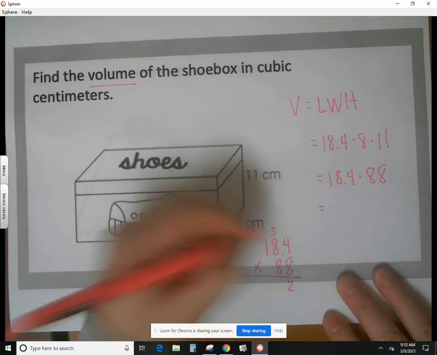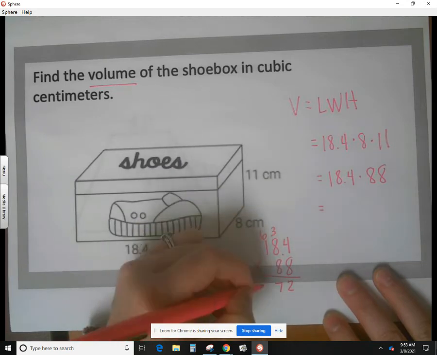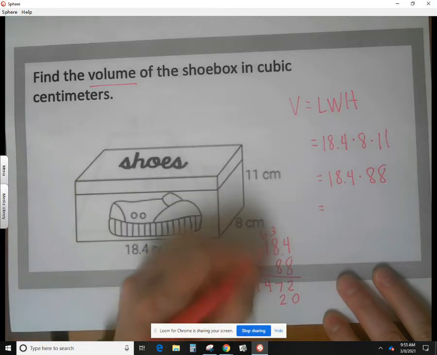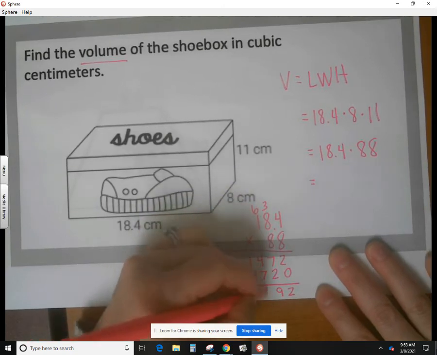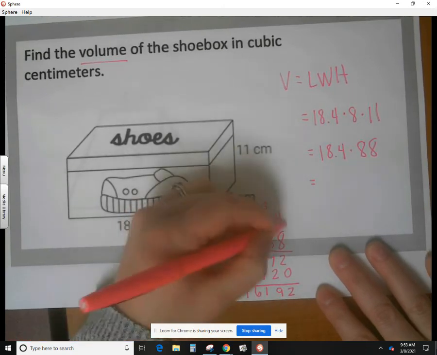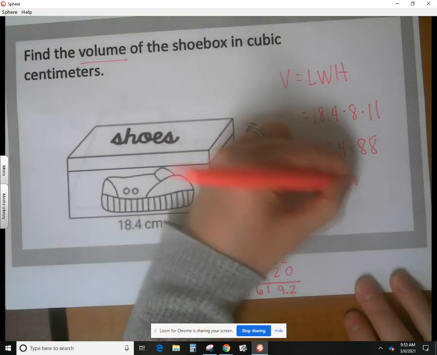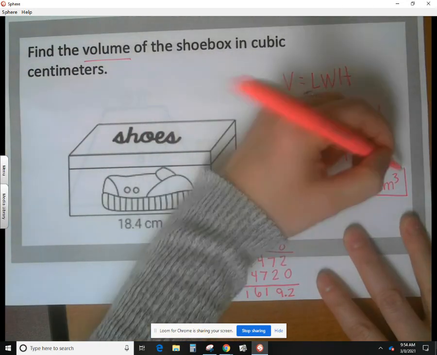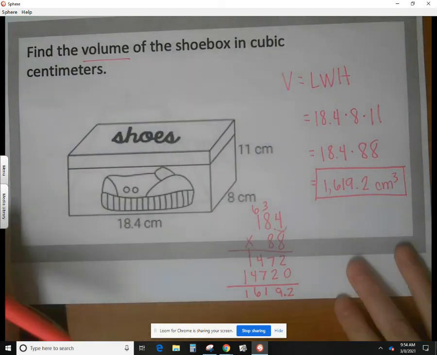So that's 32, and then that's 64, which gives me 67, and that's 8 plus 6 is 14. Placeholder 0, and then I do the same thing again, and I add those together. 9, 11, 6, and 1. I have one decimal place, so I need one decimal place. So my answer is 1,619.2, and it was centimeters. So it's going to be cubic centimeters. So remember, volume, you just multiply all three dimensions, length times width times height.